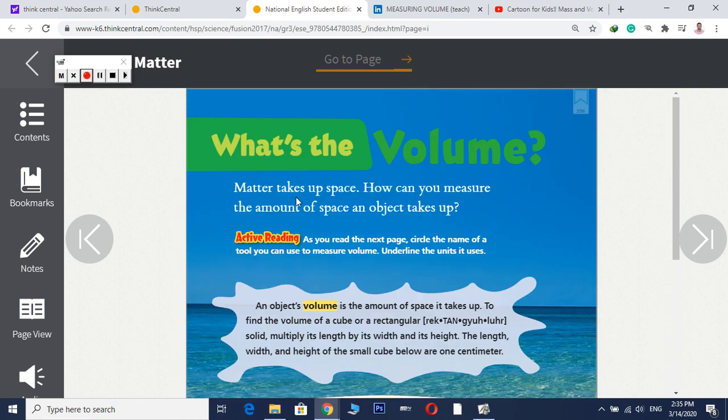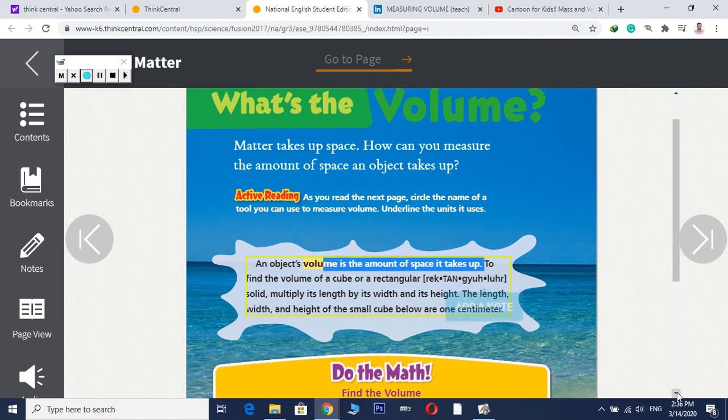Now, matter makes up space, takes up space, we said that. And we said the amount of space that it takes equals volume. So an object's volume is, highlight with me please, the amount of space it takes up. To find the volume of the cube or rectangle, we can multiply length, width, and height. Multiply them together and it will give you the volume. This is for the solid, and it is not important at all. The most important thing that you know is that volume is the amount of space it takes up.